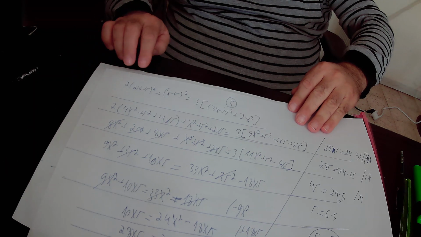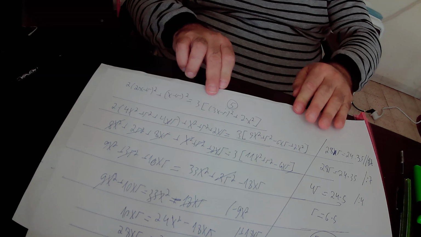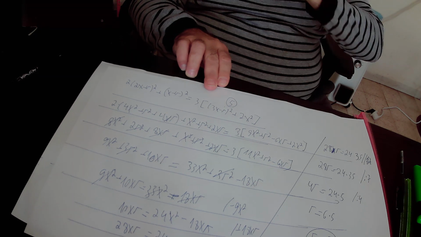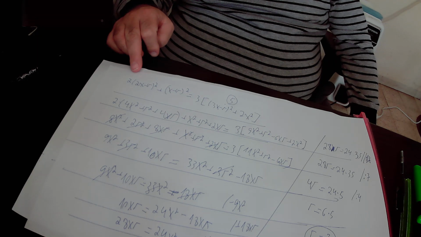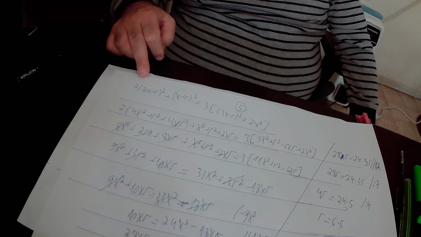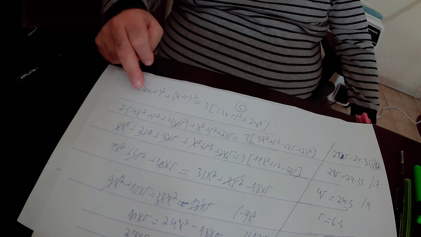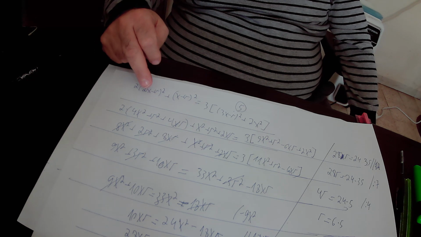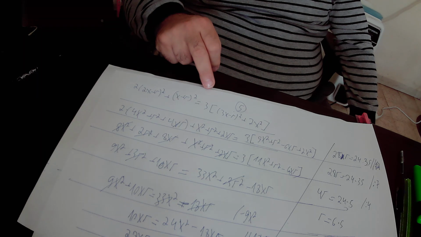We have here 2 times (2x plus r) squared plus (x plus r) squared equals 3 times, inside the brackets, (3x minus r) squared plus 2x squared. Here we open the brackets, and we get that 2 times (2x plus r) squared equals 2 times [(2x) squared, that is 4x squared, plus r squared, plus 2 times 2xr, which is 4xr], and it is equal to 3.